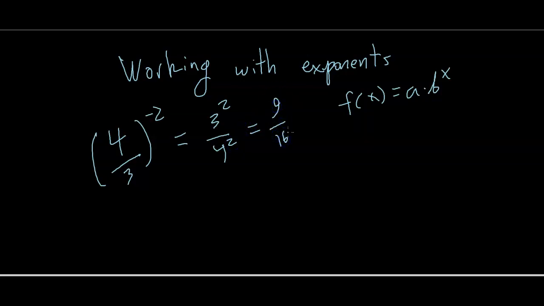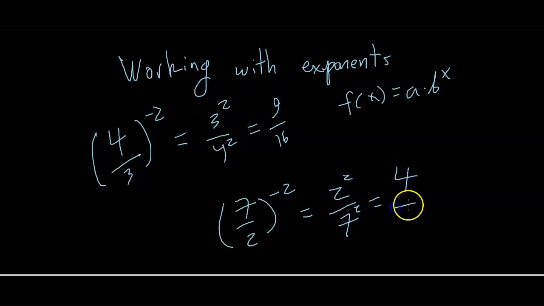All right, see that? A couple more examples. What if we had something like 7/2 to the negative 2 power? What are we going to do? Flip that fraction upside down, raise the new numerator and the new denominator to the power. In this case, we get 4/49, right?